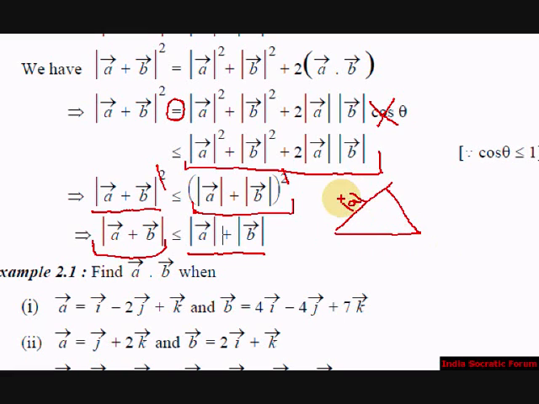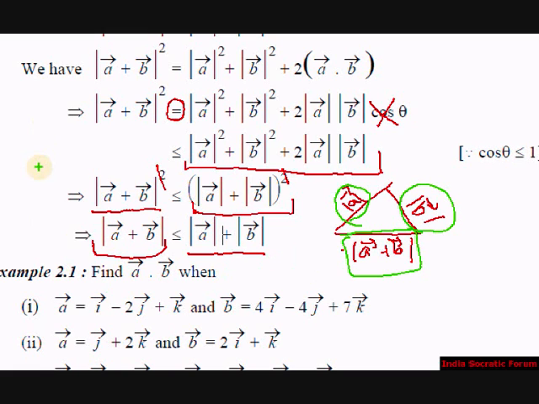This proves the initial assumption that if there are three vectors, forming a triangle with sides vector a, vector b, and vector a plus b, then the entire addition is going to be less than the addition of the individual moduli of the individual vectors. That is the point. That's called the triangle inequality.